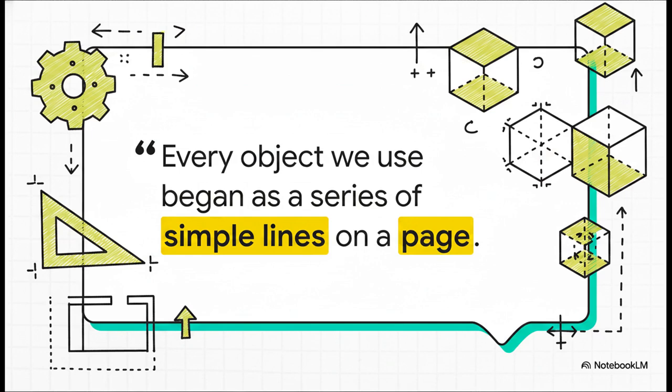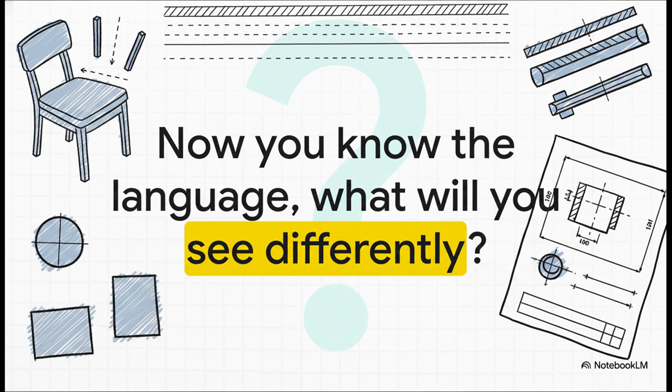And this visual language, this is the universal tongue of creation, understood by designers and engineers and makers all over the planet. You've just learned the fundamental grammar of the language used to build our world. So the next time you're putting together IKEA furniture or you see a blueprint, you won't just see a bunch of lines. You'll see the system, the front views, the top views, maybe even some hidden lines. So my question for you is, now that you know the secret, what else are you going to start to see?